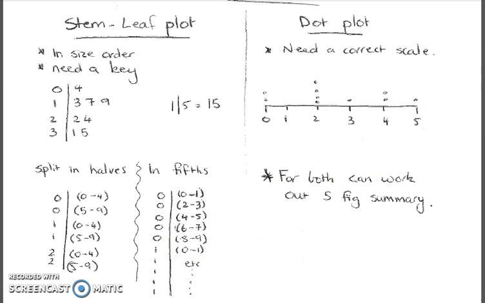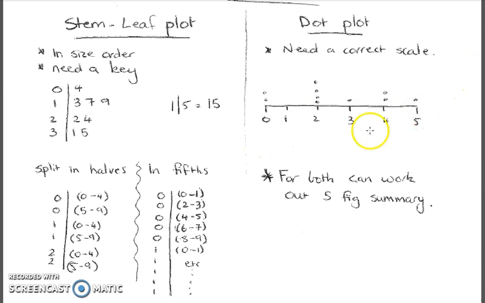There are back-to-back stem and leaf plots. So back-to-back stem and leaf plots, we might have males and we might have females. It's just a line down here, and the information goes from the middle out to the left in size order as well.